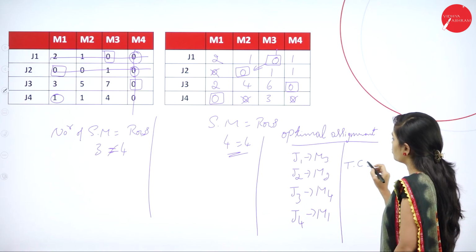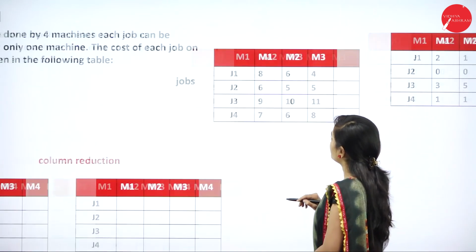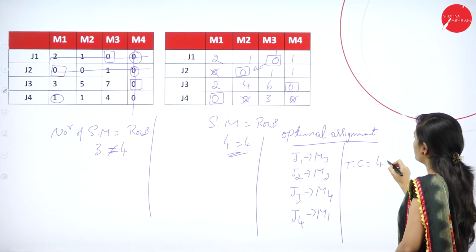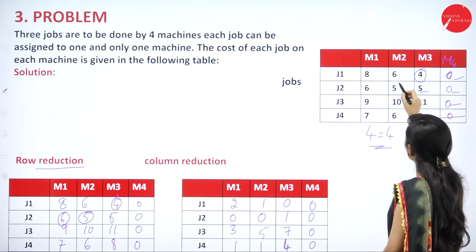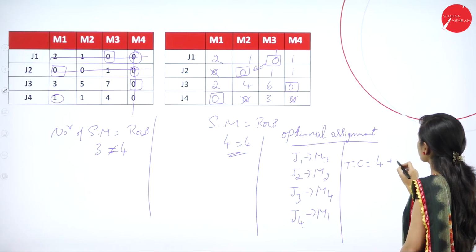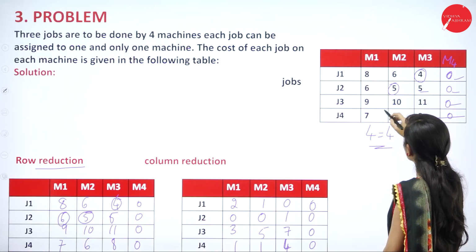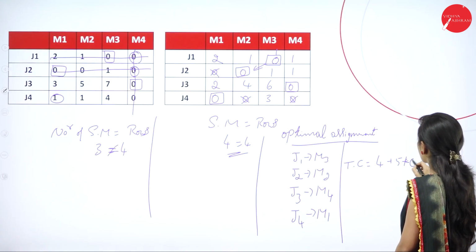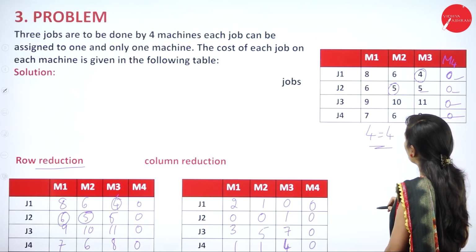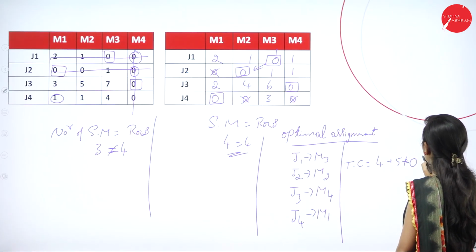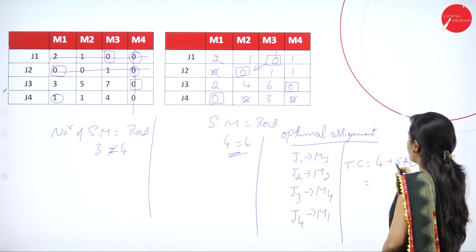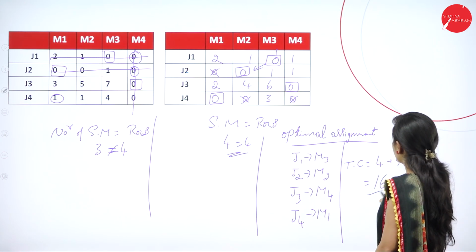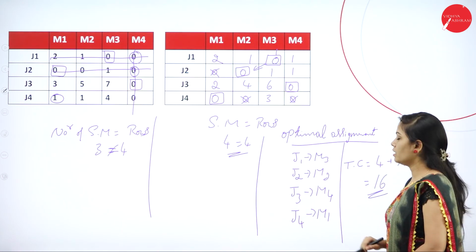Total cost is equal to: J1, M3 original value is 4, plus J2, M2 is 5, J3, M4 it is 0, and J4, M1 it is 7. So 4 plus 5 is 9, 9 plus 7 is 16. So 16 is your final cost.